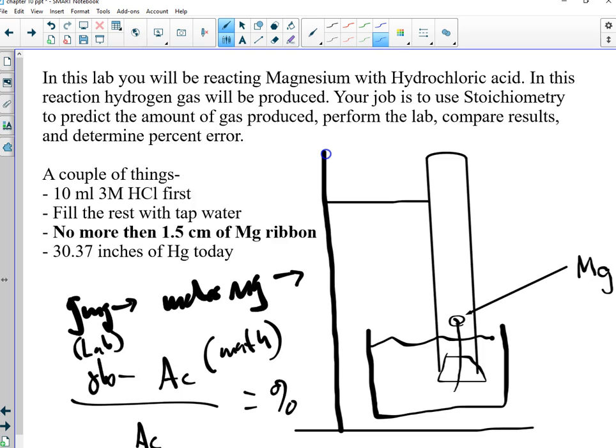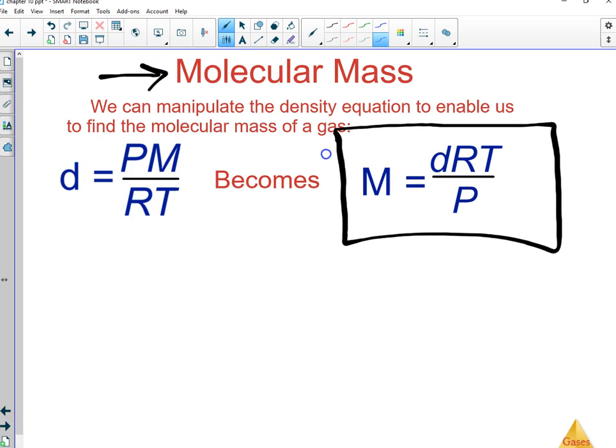Now, rearranging that, that's where this slide comes in. I realize I popped that out of order. So we manipulate the density equation to find the molecular mass of the gas. D equals PM over RT becomes M equals DRT over P. If you're going to commit one to memory, you're going to use this one more than the other. It's the same equation, just written in different orders.